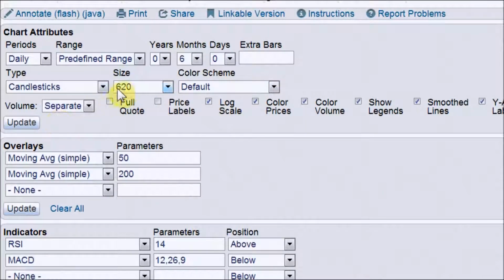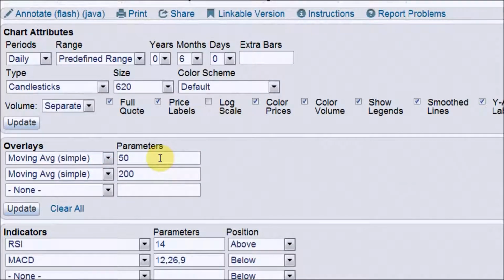The next change. So that line is done. We have volume. I like to see the full quote. I also like to see price labels at the highs and lows. And I do not like log scale. I like arithmetic scale, and I will have a lesson on what the difference is and why one is good for one thing and why the other one is good for another. The rest of these are fine. Leave them alone.